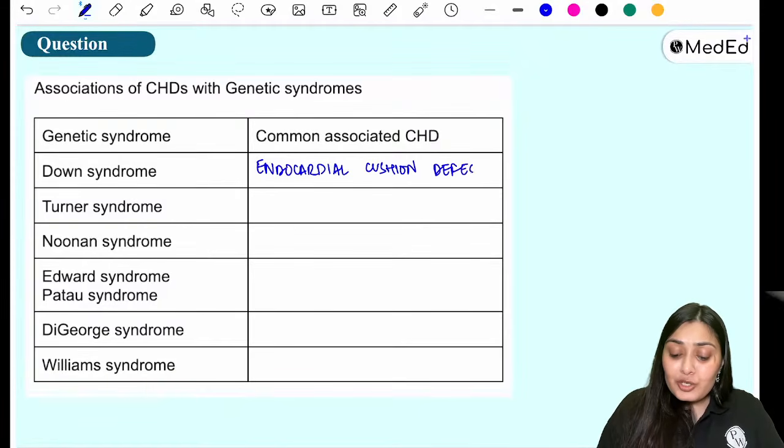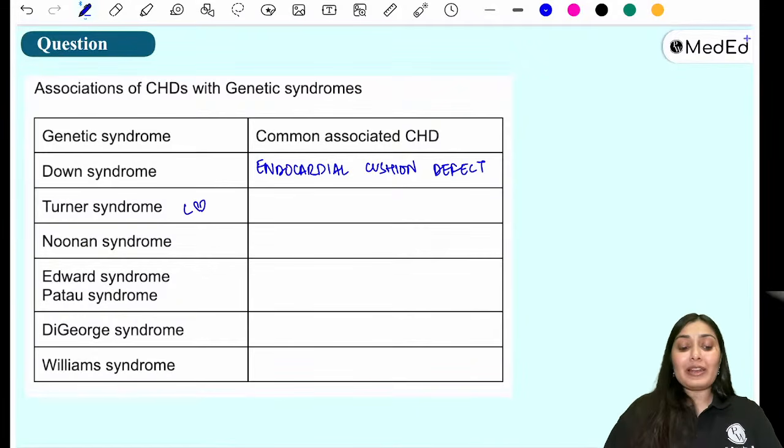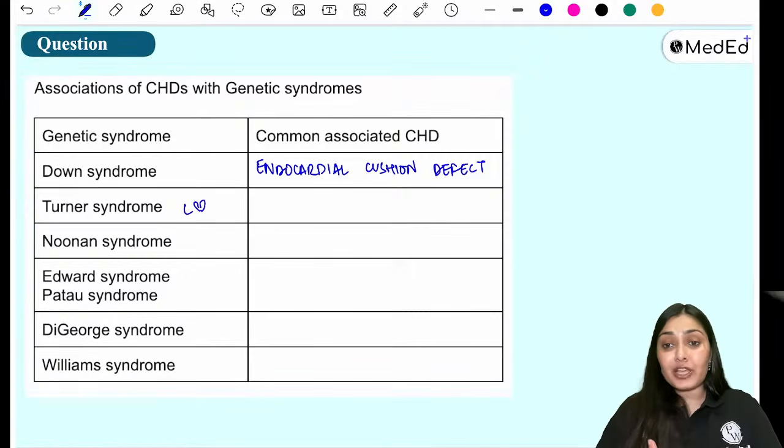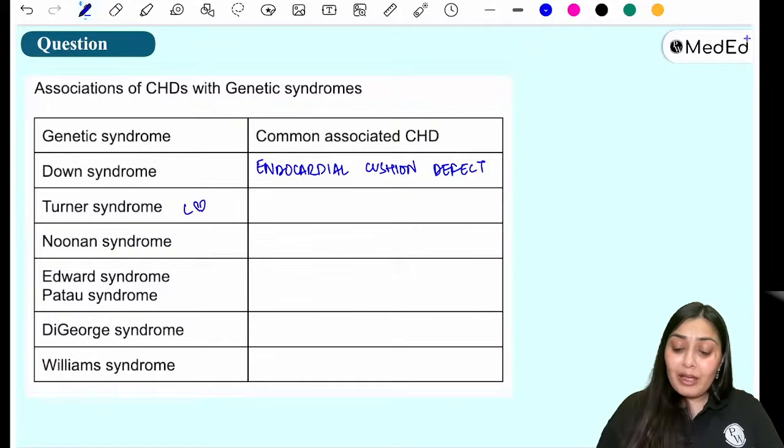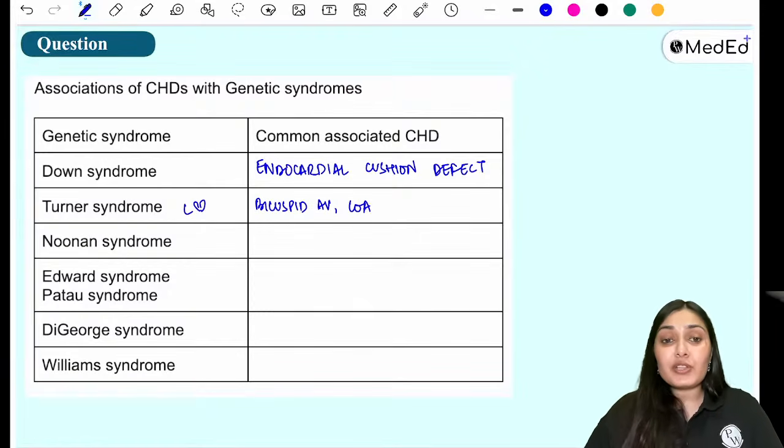Which CHD do you see in Turner syndrome? We see left-sided heart defects. What do I mean by left-sided heart defect? I have the left atrium, left ventricle, and aorta. So we have bicuspid aortic valve or coarctation of aorta. These are the common associated CHD.